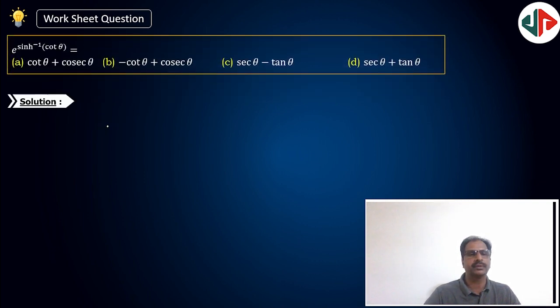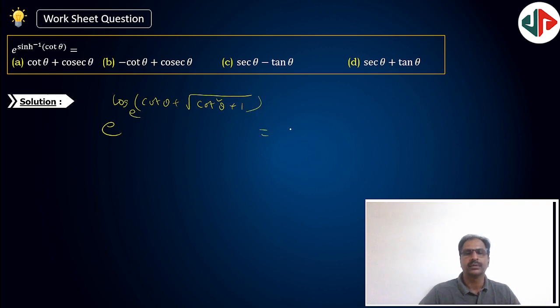Next, e power sinh inverse cot theta. What is the sinh inverse x formula? Log of x plus root of x square plus 1. In place of x, write cot theta. So e power log means cot theta plus root of 1 plus cot square theta, and 1 plus cot square theta is cosec square theta. So this is nothing but cot theta plus cosec theta. Option A is the correct answer.